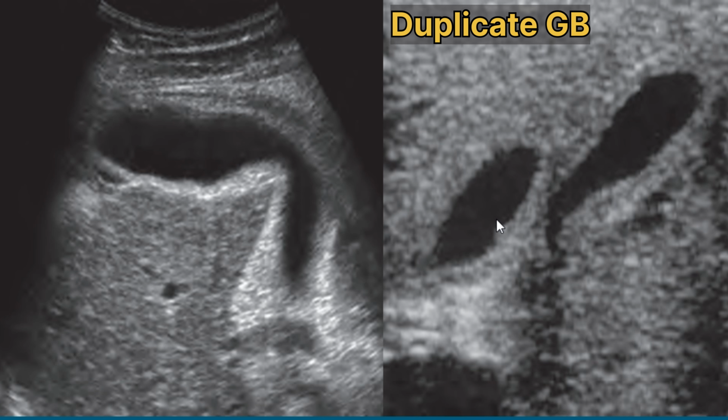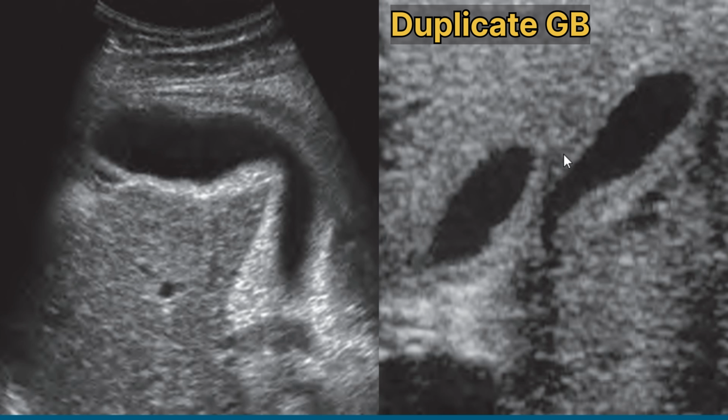And here you can see two gallbladders present in the same patient, and this is gallbladder duplication. A complete duplication of the gallbladder into two separate structures is visible here.